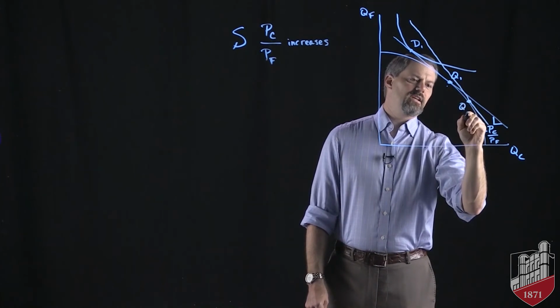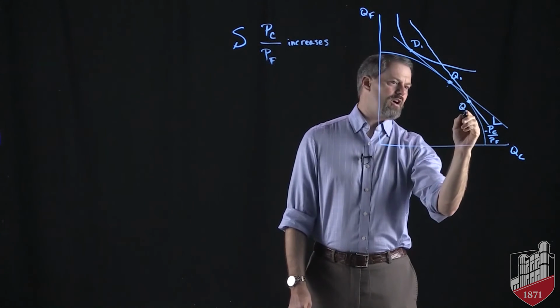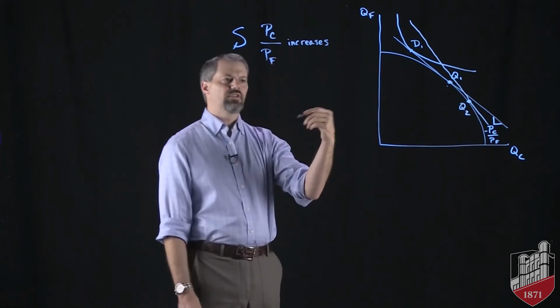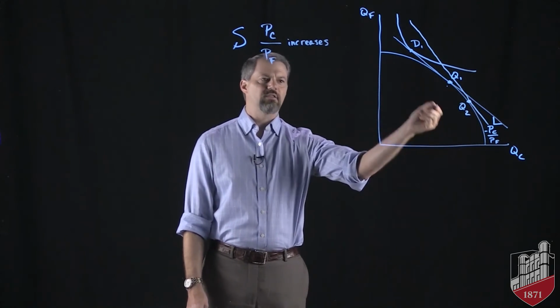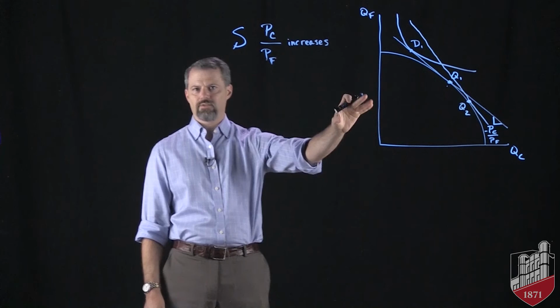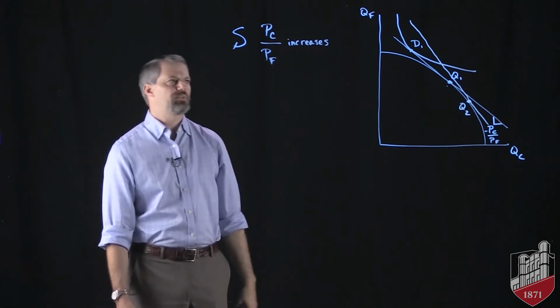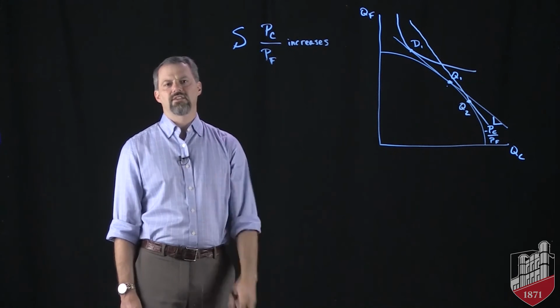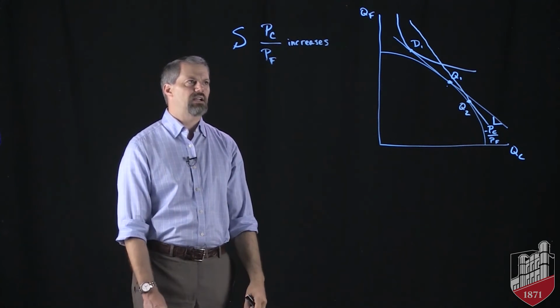So as the relative price of cloth increases, our economy produces a relatively higher amount of cloth to food than before. We've seen that before, right? That's why the relative supply curve slopes upward. But now let's think about how that's going to affect the consumers in the economy.